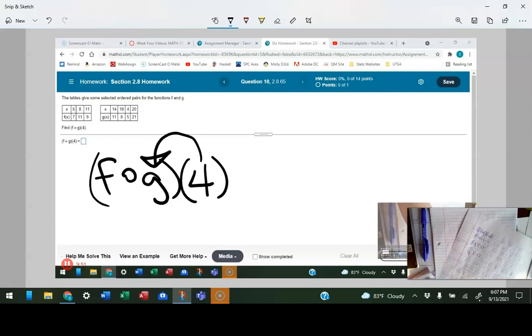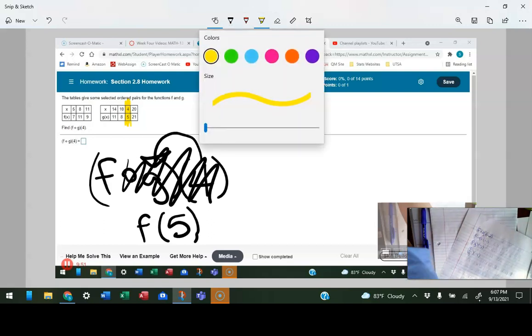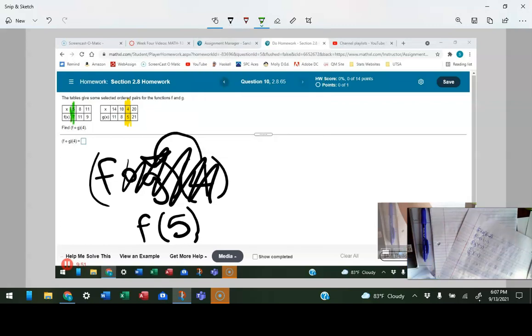So put 4 inside of g. When I do that, I find out that if I put a 4 inside of g, it spits out a 5. So this part turns into a 5. Now hop backwards and put that 5 into f. There's an x of 5 in f, and it spits out a 7. So I get 7 for an answer.